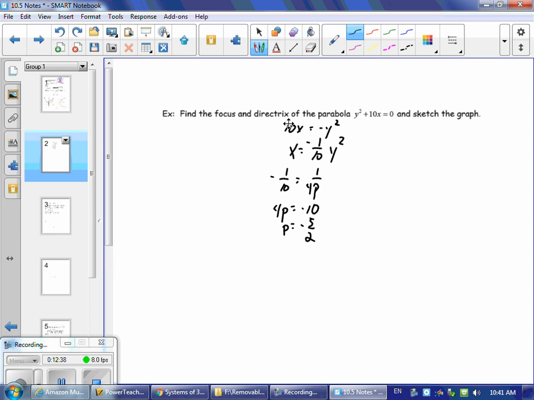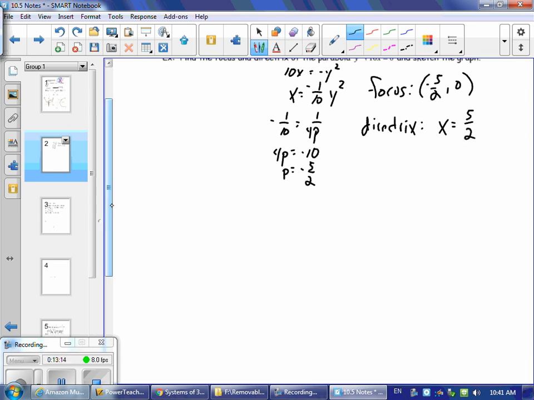And if you recall, the focus is going to be the point, since it's sideways, it's going to be an x value, (negative 5 halves, 0). The directrix, therefore, is going to be a vertical line, which is equal distance away from the origin, so it's going to be x equals the same distance away from the origin, which would be positive 5 halves. So now I pretty much have everything I need to make a sketch. So let's see, we can put this right here.